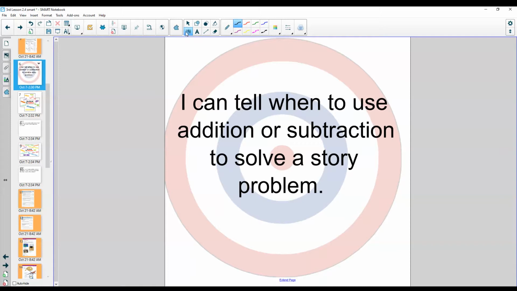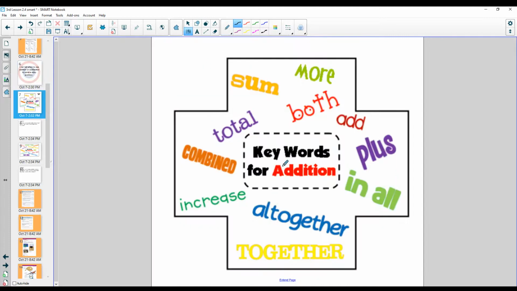Third graders, let's talk about today's learning target for math. I can tell when to use addition or subtraction to solve a story problem. So let's just look at some keywords that sometimes help us with addition.